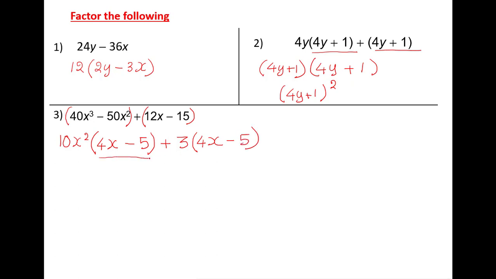Here I have 4x minus 5 here and there, so I take it as my common factor. And then I divide the first term by this common factor. It will leave me with 10x squared plus, when I divide the second term by the common factor, it will leave me with 3. And this is my final answer.